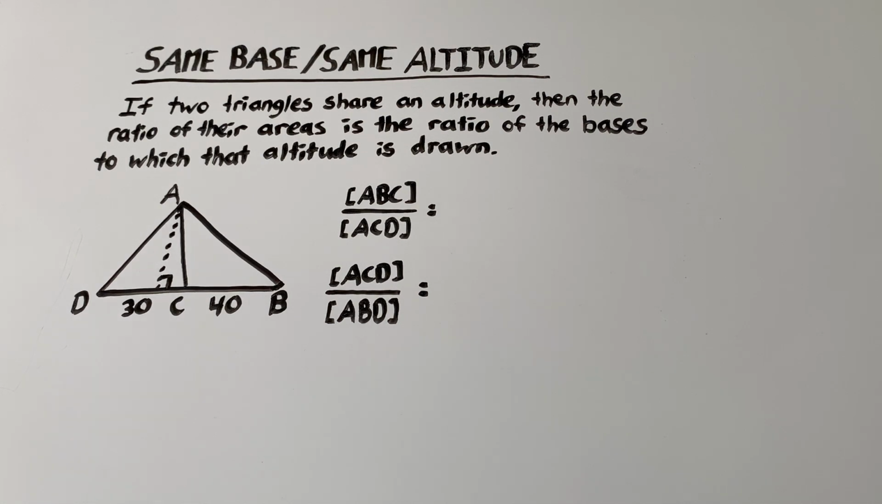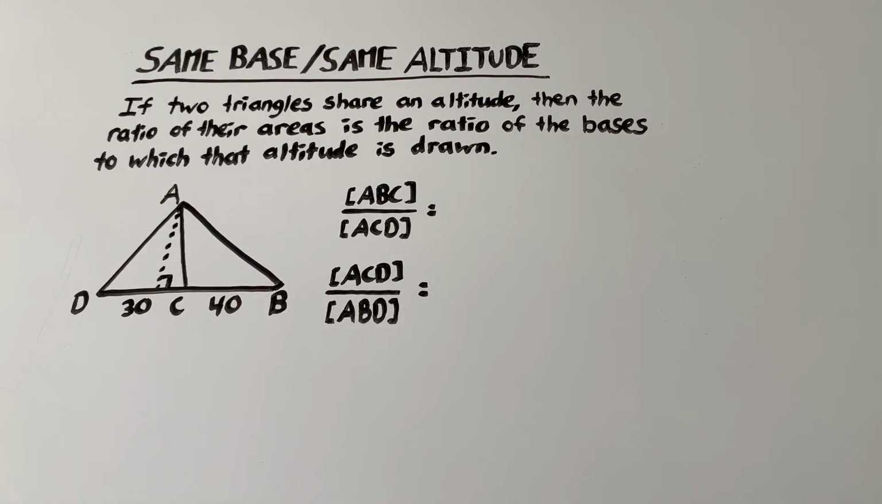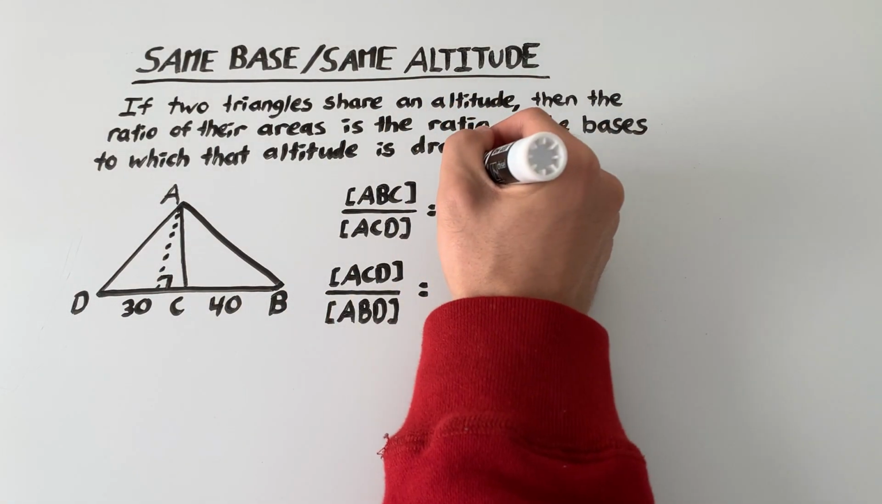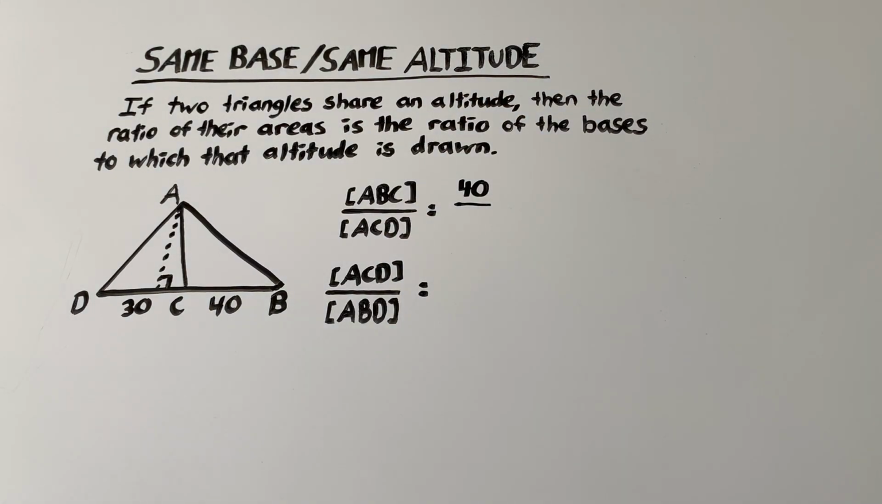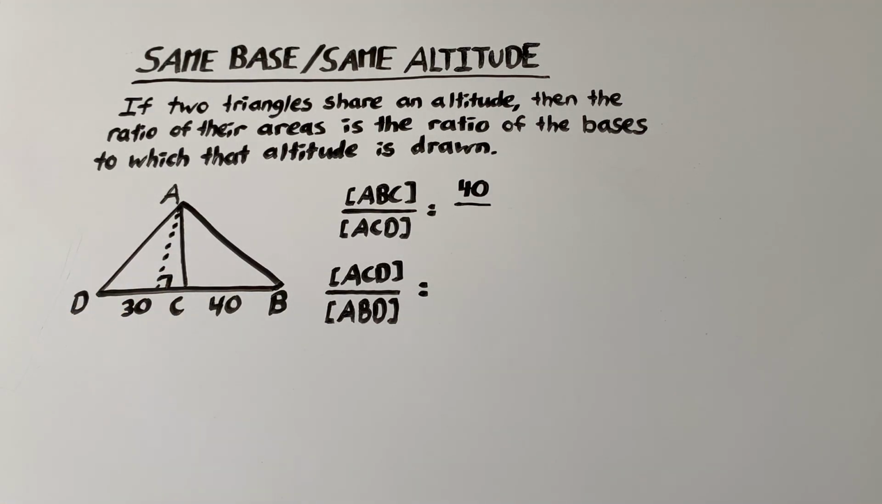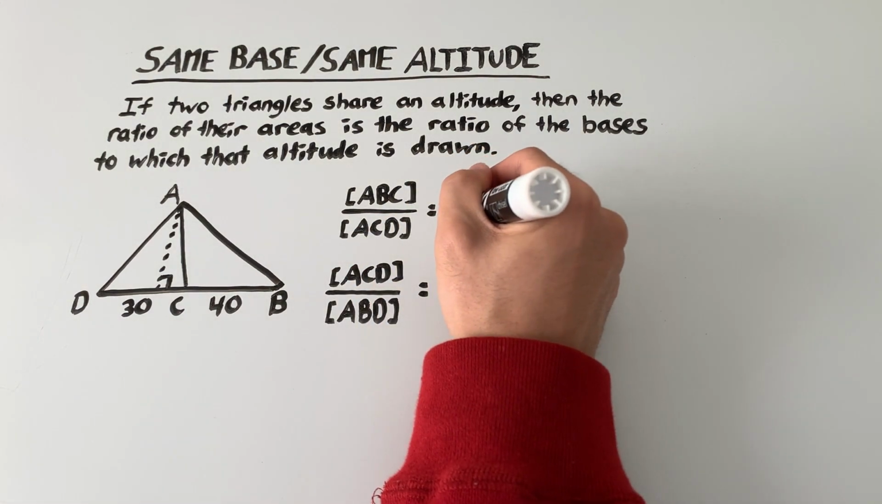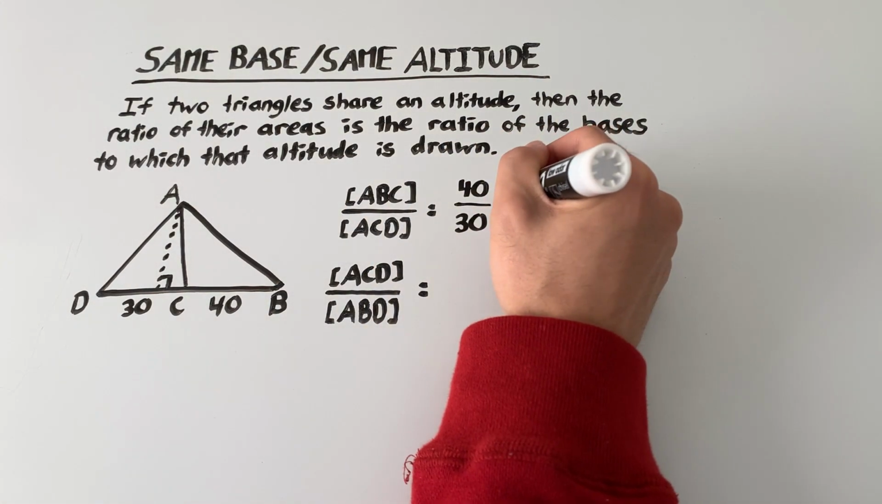Both of these triangles share an altitude from point A, so the ratio of their areas is just going to be the ratio of the bases to which this altitude is drawn. So in triangle ABC, this altitude is drawn to side BC, which ends up being 40. And in triangle ACD, this altitude is drawn to side CD, which is 30. So the ratio of the area of ABC to ACD is 4 over 3.